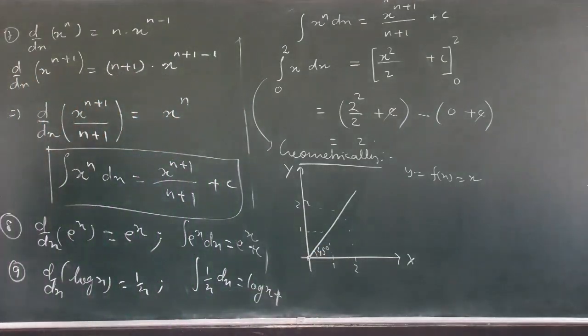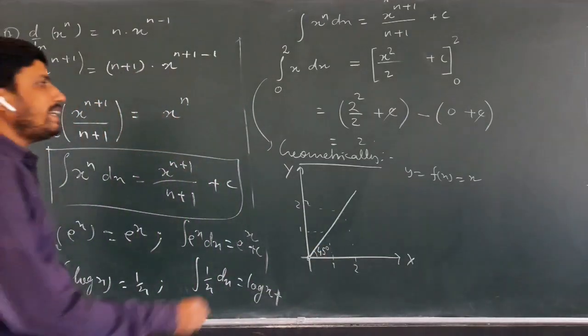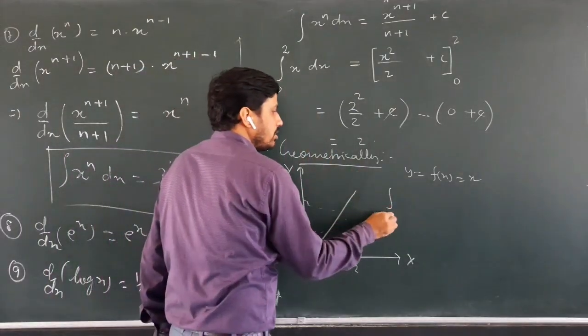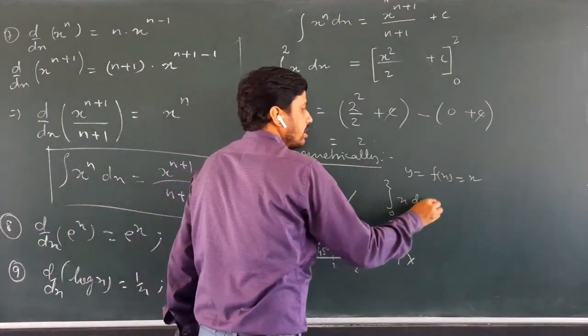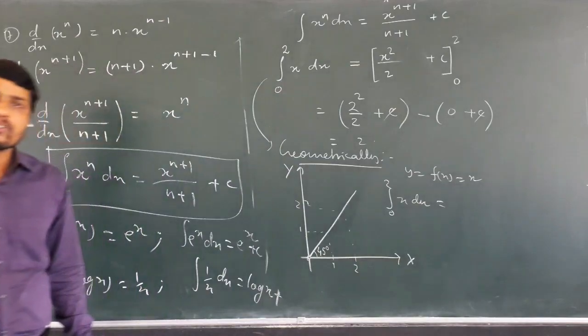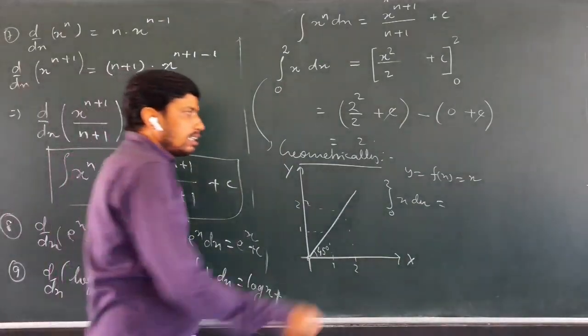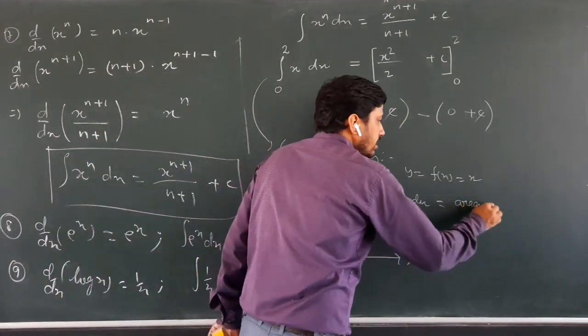Okay. Now what you have to find? We have to find integration 0 to 2 x dx. So what does geometric interpretation of integration convey to us? So this is nothing but area under the curve.